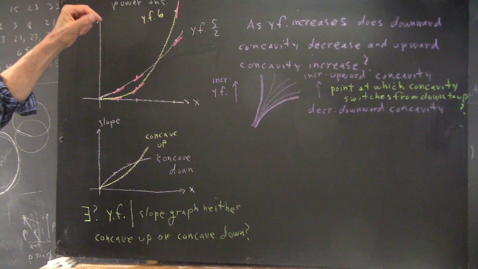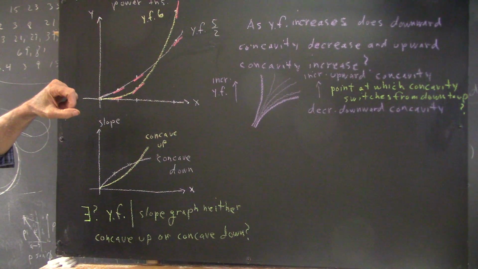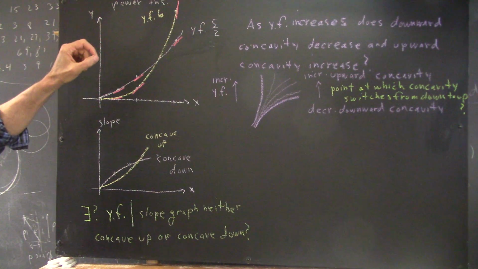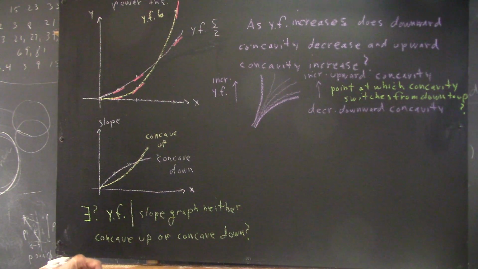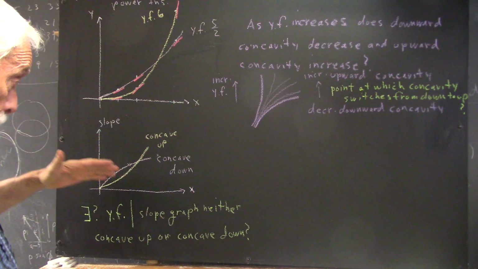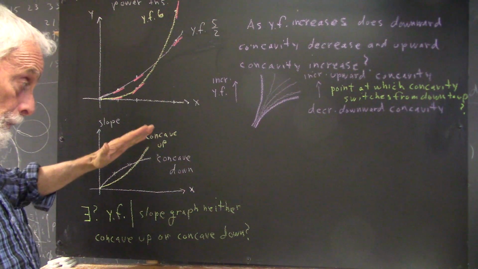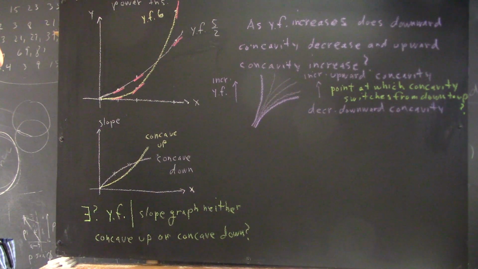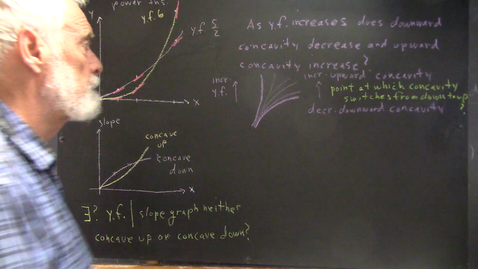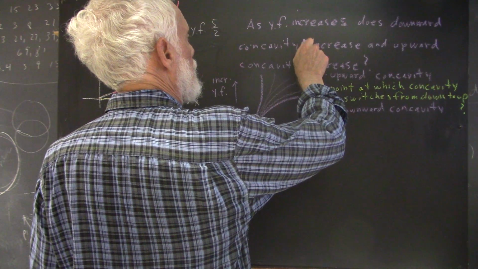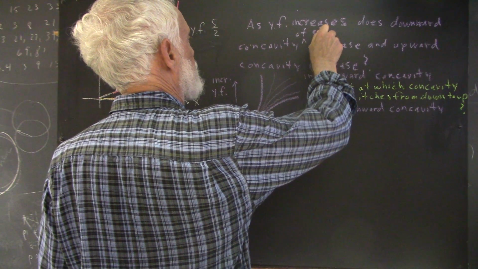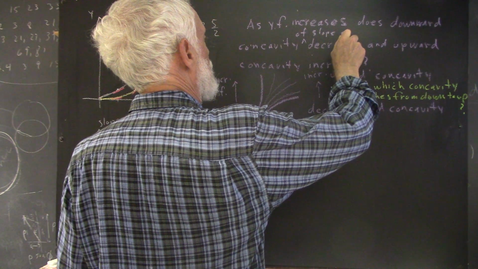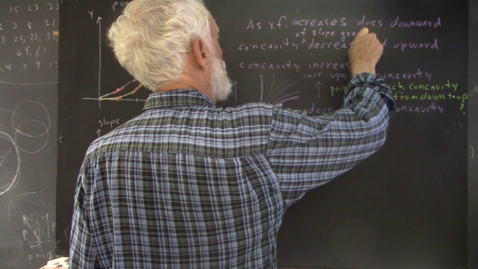for what y factor of the original graph would the slope graph be straight? Would the slope graph be right at the transition between downward concavity and upward concavity? I need to modify this, of the slope graph.